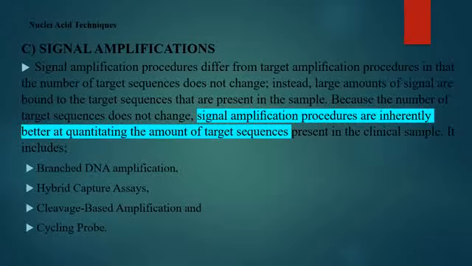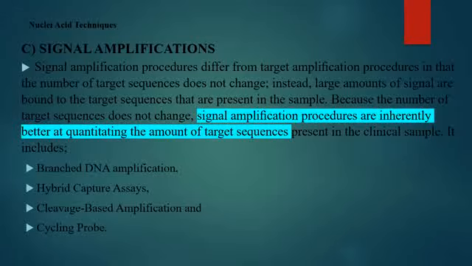Now, our final kind of amplification is the signal amplifications. Signal amplification procedures differ from target amplification procedures in that the number of target sequences does not change. It looks the same as for the probe. Instead, large amounts of signal are bound to the target sequences that are present in the sample. Because the number of target sequences does not change, signal amplification procedures are inherently better at quantitating the amount of target sequences present in the clinical sample.